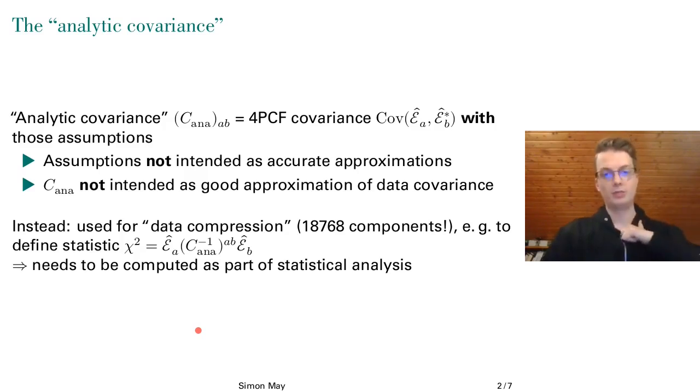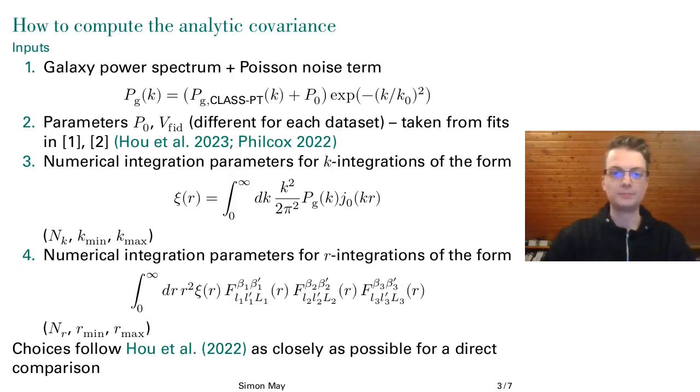Now, these assumptions should not be intended as accurate approximations, and the analytic covariance should also not be thought of as a good approximation of the covariance of the actual data. But like Kendrick mentioned, it's used for data compression. Since this 4-point function has something like 18,000 components, we need to define statistics like the chi-square or the related ones that Kendrick introduced. And the analytic covariance is just a part of the analysis that needs to be computed.